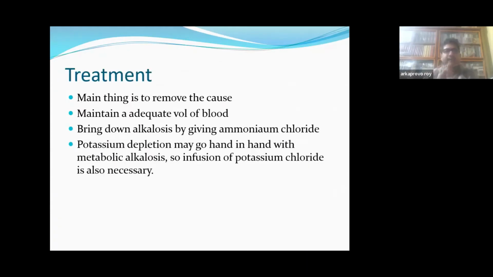Treatment: the main thing is to remove the cause, maintain an adequate volume of blood, and bring down alkalosis by giving ammonium chloride. Potassium depletion may go hand in hand with metabolic alkalosis, so infusion of potassium chloride is also necessary after proper measurement of potassium.